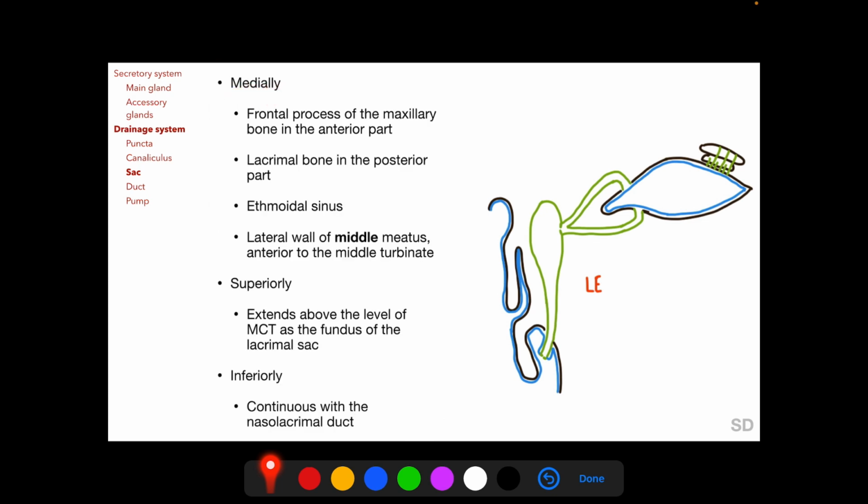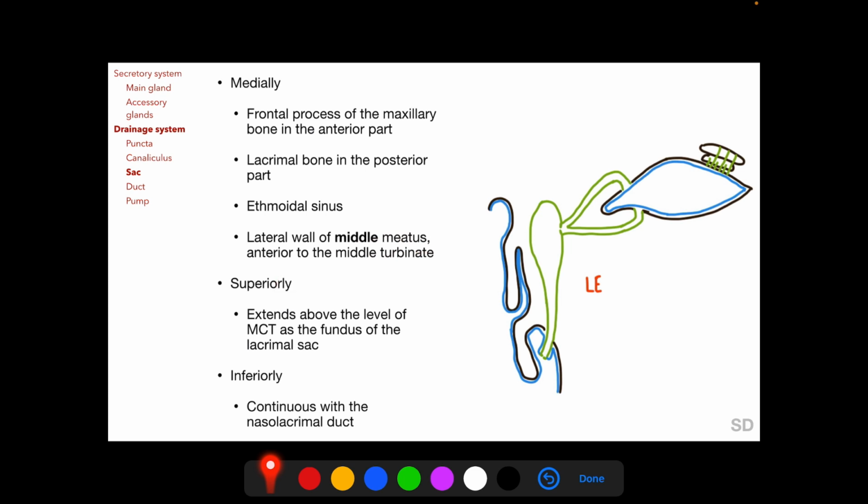Medial to the lacrimal sac, the frontal process of the maxillary bone forms the anterior part of the bony lacrimal fossa, and the lacrimal bone forms the posterior part of the bony lacrimal fossa. Medial to the medial orbital wall in the region of the lacrimal fossa lies the ethmoid sinus, and intranasally the lateral wall of the middle meatus anterior to the middle turbinate lies at the level of the lacrimal sac.